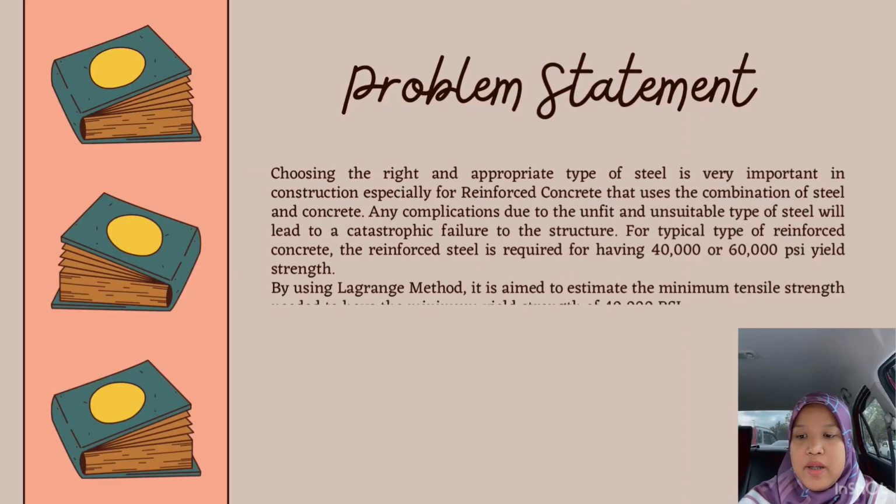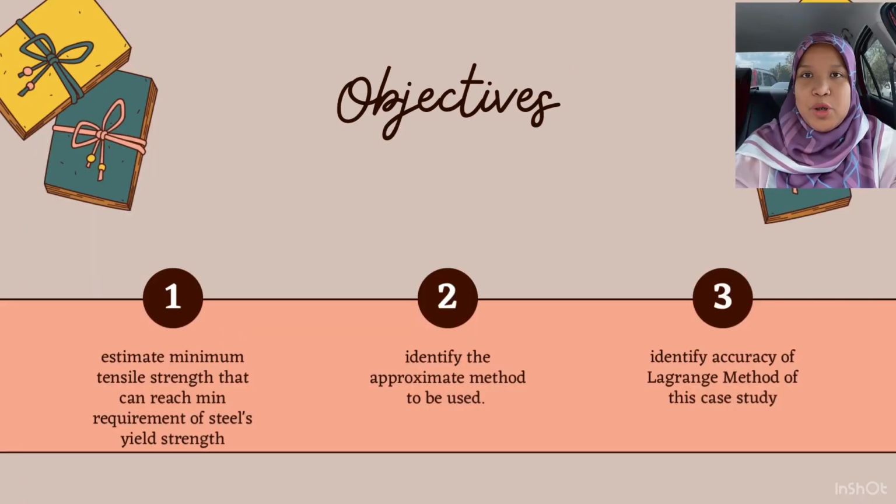The problem statement of this study is to choose the right and appropriate type of steel, which is very important in construction, especially for reinforced concrete that uses a combination of steel and concrete. Any complication due to unfit and unsuitable type of steel will lead to a catastrophic failure to the structure. For a typical type of reinforced concrete, the reinforced steel is required to have 40,000 to 60,000 psi yield strength. By using the Lagrange method, it is aimed to estimate the minimum tensile strength needed to have minimum yield strength of 40,000 psi.